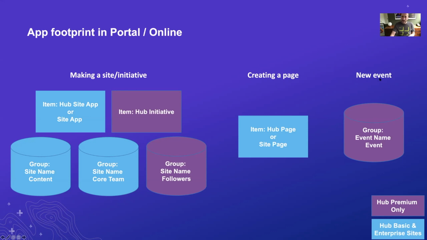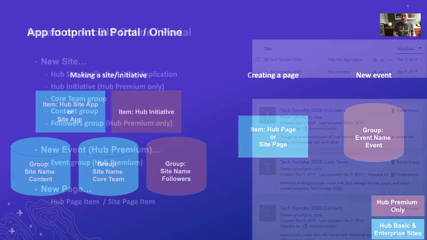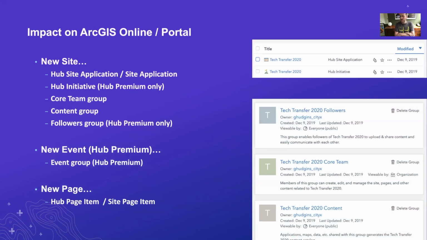And when I make an event, we make a group for that to house the attendees of the event, similar to followers. So if you're using the application and you go into online or you go into your enterprise portal, you'll notice it makes a lot of stuff behind the scenes. That's just going to be automatic. I definitely recommend you do not mess with this stuff unless you know what you're doing. It's best to manage all of these items in the Hub application or the enterprise sites application than to do it directly.